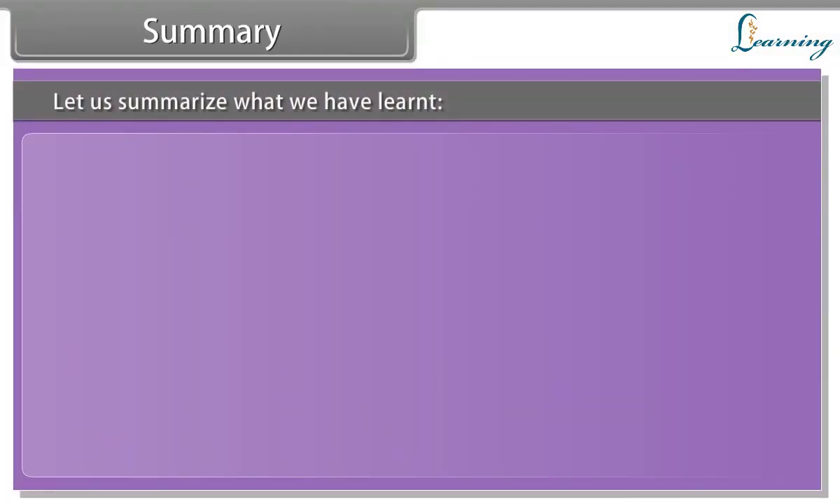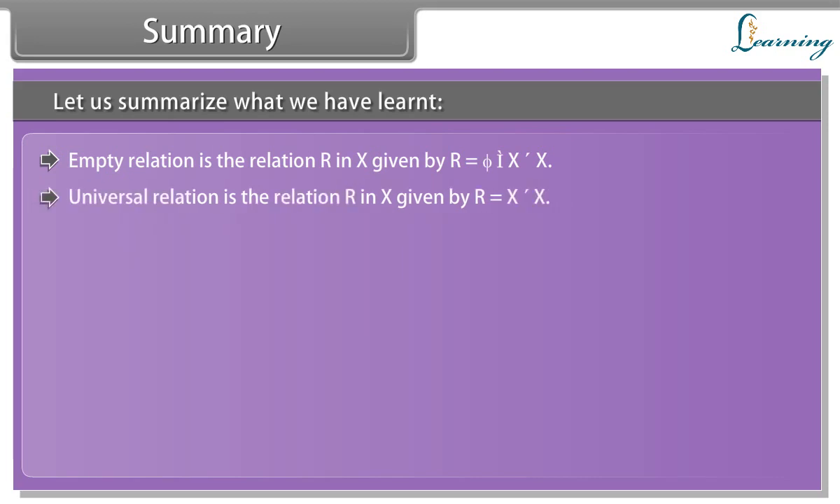Summary. Let us summarize what we have learned. Empty relation is the relation R in X given by R = null set, which is a subset of X cross X. Universal relation is the relation R in X given by R = X cross X. Reflexive relation R in X is a relation with (a, a) belongs to R for each a belongs to X.